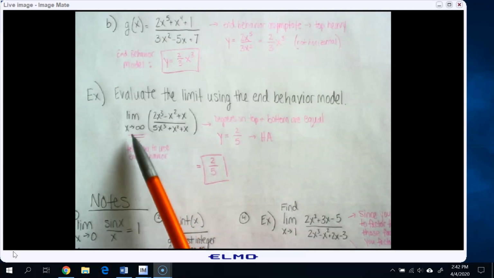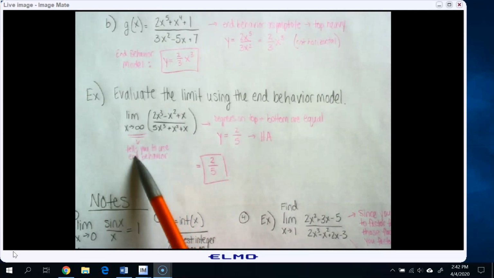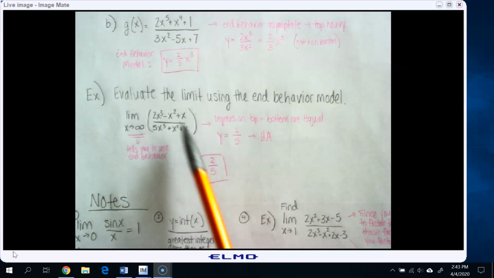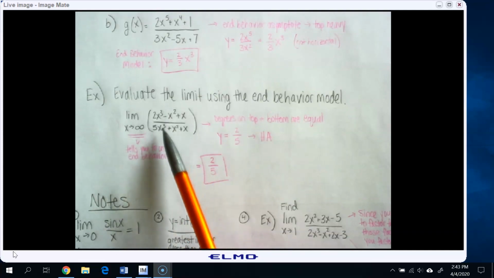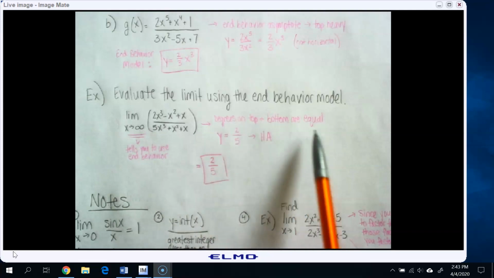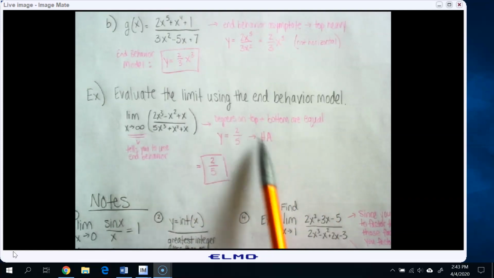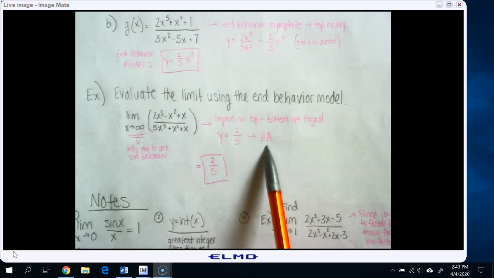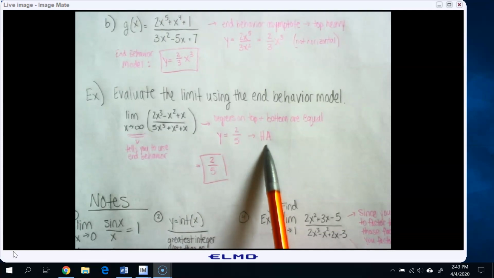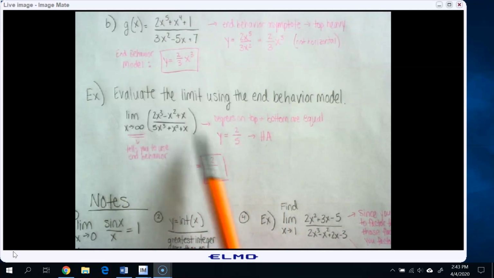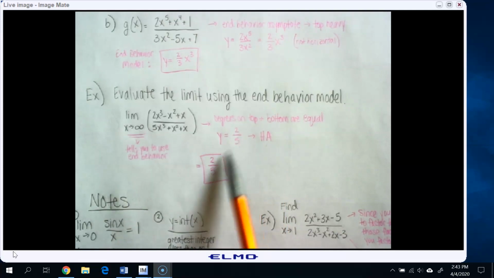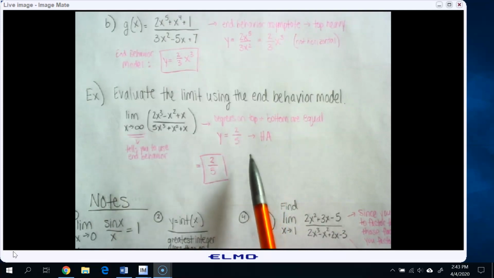All right, so this, as x approaches infinity, that will always tell you to use the end behavior. So I'll look at this function and I'll say, oh, degree on top is 3, degree on bottom is 3. Since they're the same, that means I just divide the coefficients, and that would be my end behavior asymptote. Well, if that's my end behavior asymptote, then that means as x approaches infinity, y should be approaching this value, so that would be my answer.